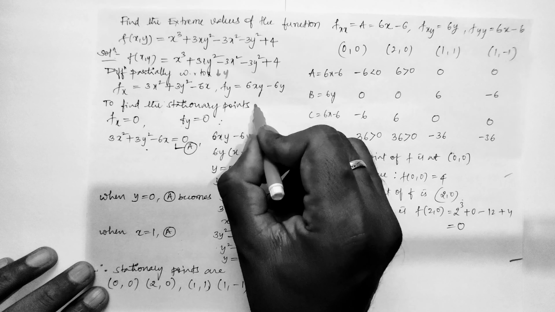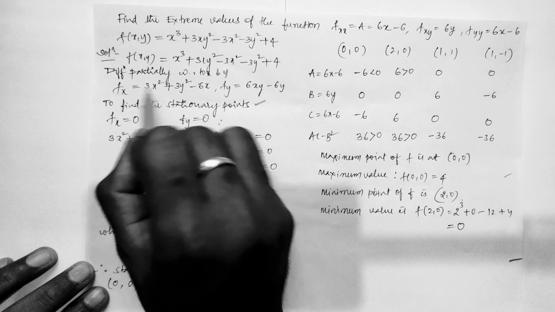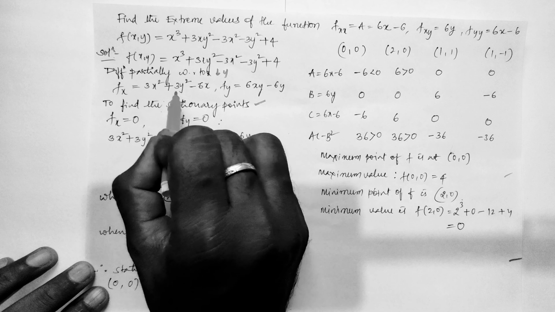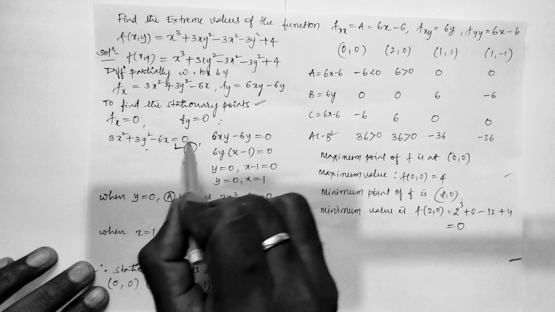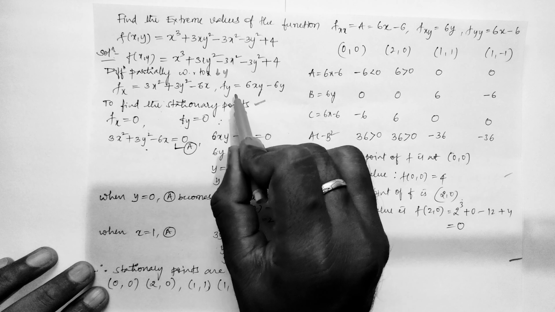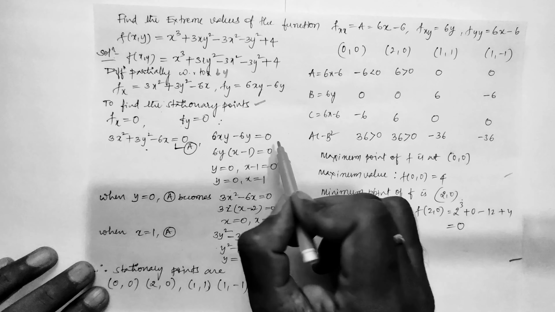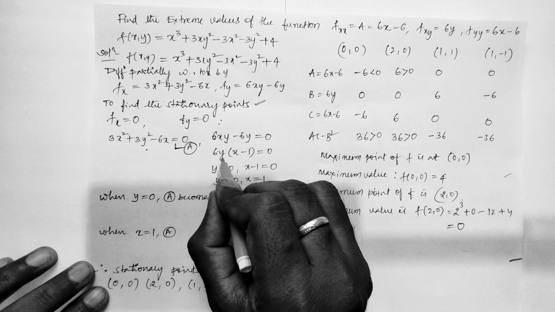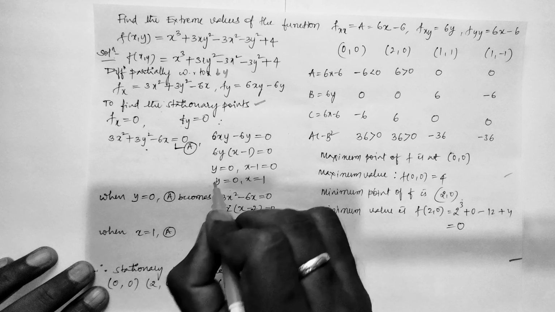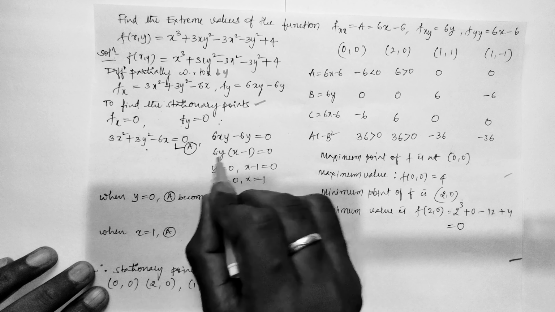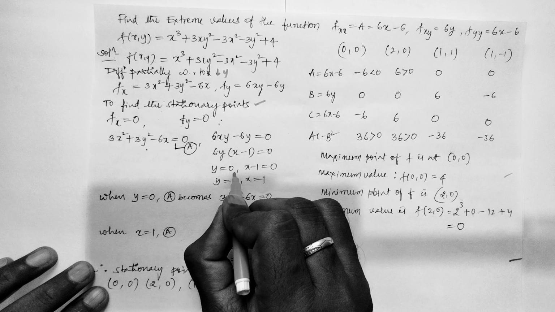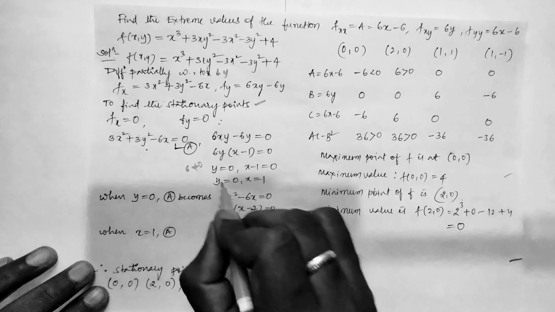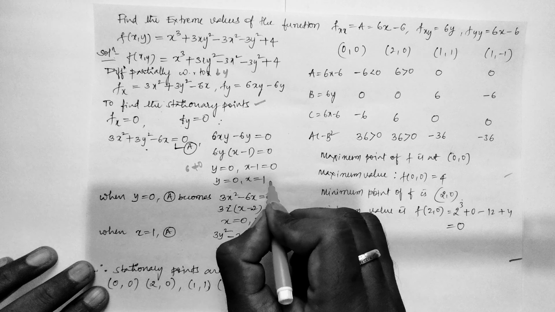Next, to find the stationary points, we take fx equal to 0 and fy equal to 0. Fx is 3x square plus 3y square minus 6x equal to 0, call it equation number A, and 6xy minus 6y equal to 0. From this equation you can take 6y outside, and we get x minus 1 equal to 0. 6 is a constant, it will never be 0, so y is equal to 0 or x minus 1 is 0. Remember, 6 is never 0. X minus 1 is 0 means x equal to 1.